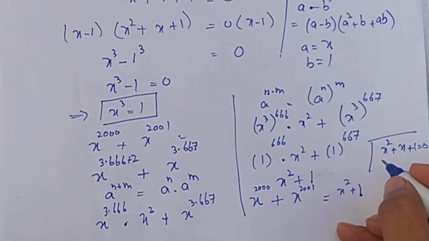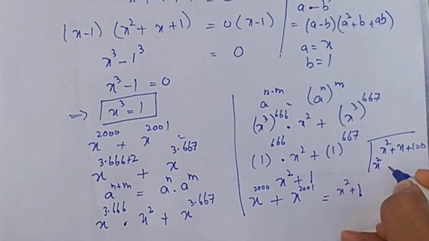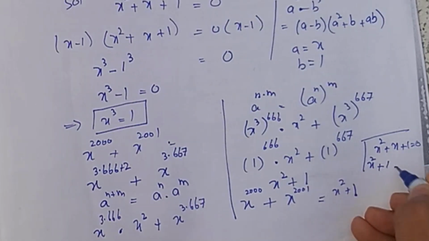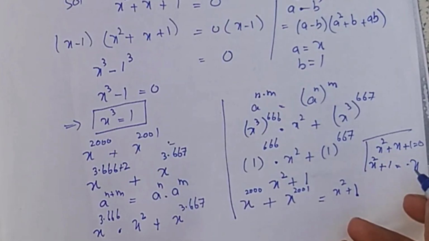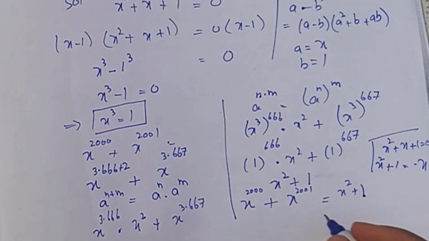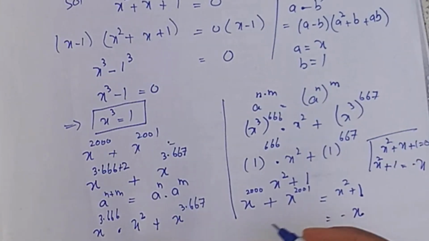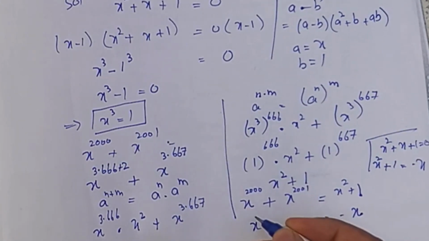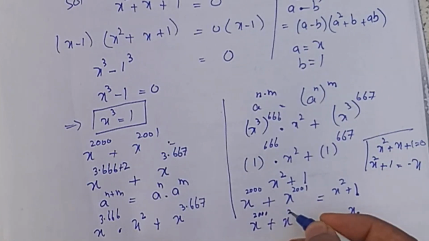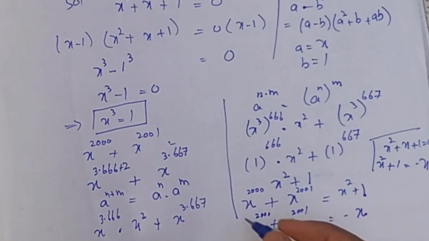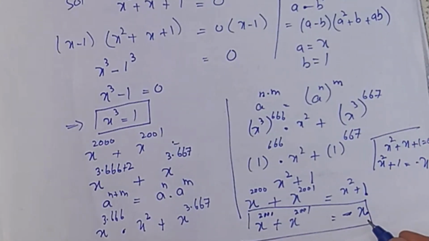Now subtract x on both sides of this equation. So this will become x square plus 1 is equal to minus x. So we write here minus x. So this implies x raised to the power 2000 plus x raised to the power 2001 is equal to minus x. So we have done. Thank you.